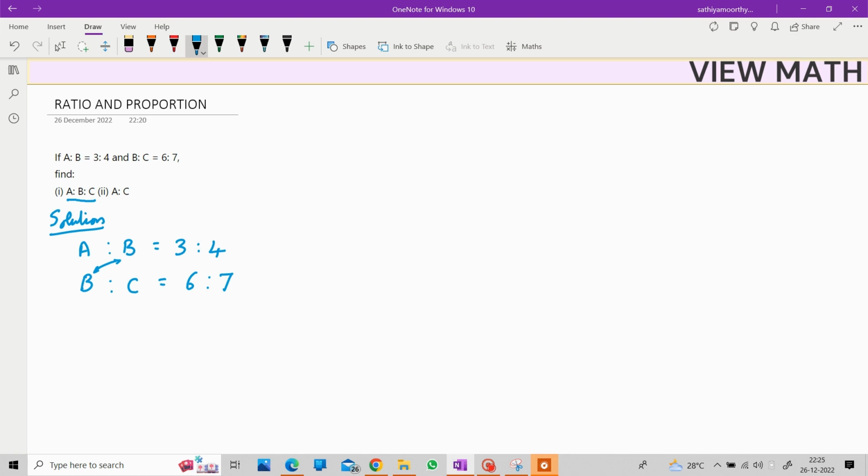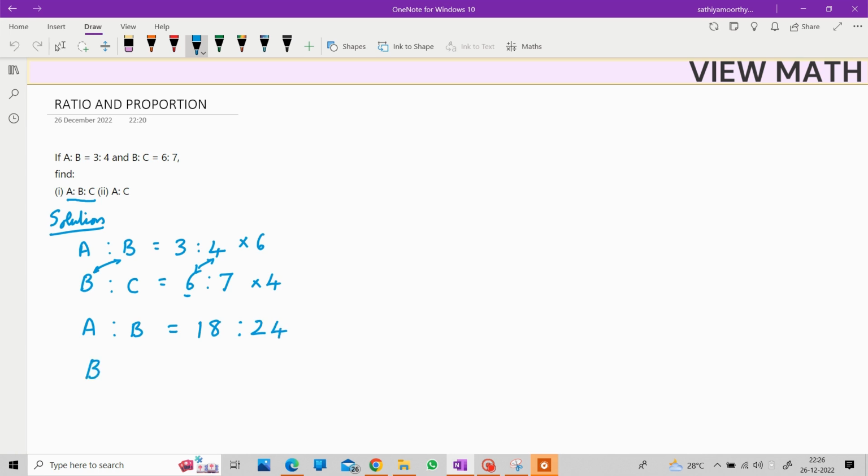Now you can see here in the first ratio B is 4 and in the second ratio B is 6. So we have to make these two same and then we can combine. So what to do is I am going to multiply the first ratio by 6 and the second ratio by 4. Now if I multiply, I will be getting A is to B is equal to, if I multiply it by 6, 3 into 6 is 18 and 4 into 6 is 24.